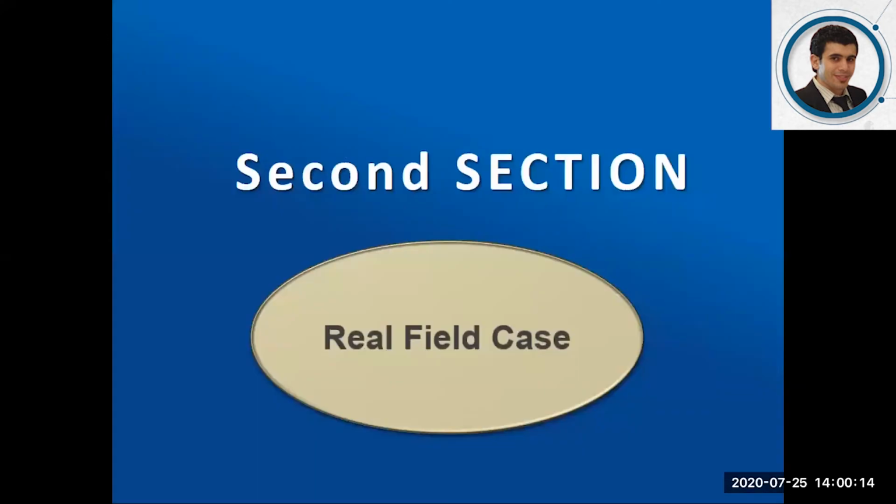So now we are moving to a real field example where we are going to review the steps that are taken for designing a polymer flooding system.